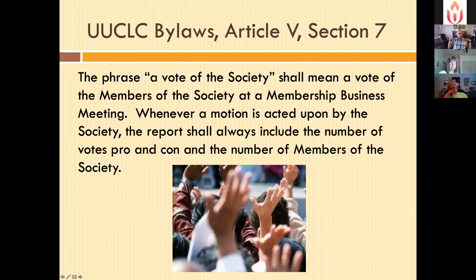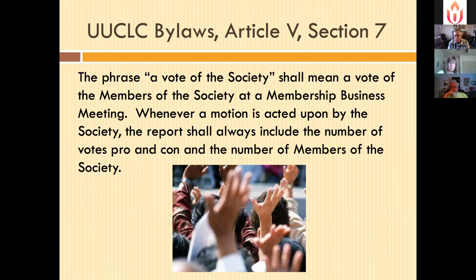Now this is one we haven't been following much. This is Bylaws, Article 5, Section 7: a vote of the society shall mean a vote of the members of the society at a membership business meeting. Whenever a motion is acted upon by the society, the report shall always include the number of pro and con, and the number of members of the society. So this bylaw basically says we have to take a counted vote on every motion at a membership business meeting.